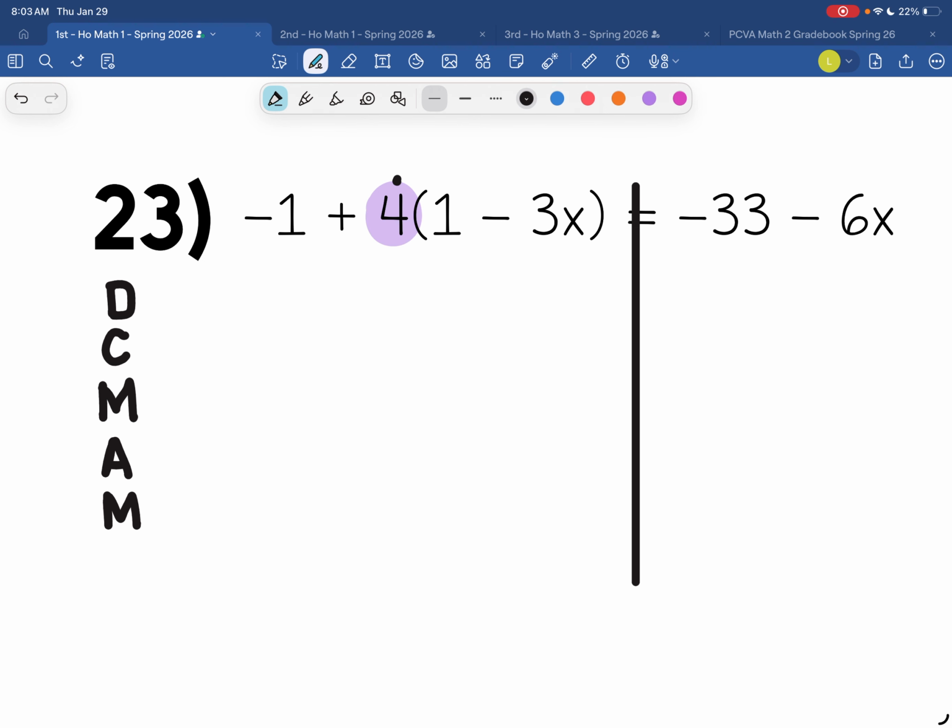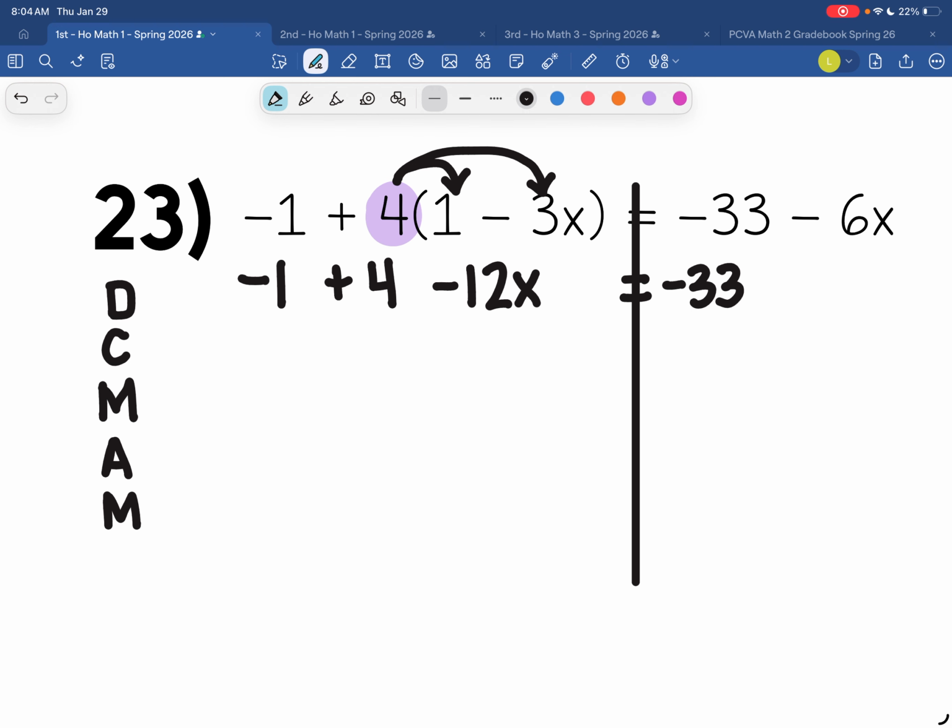So we are going to distribute that 4 to the 1 and the 4 to the -3x. So we're going to bring down the -1, and then 4 times 1 is going to be 4. 4 times -3x is going to be -12x. And then on the right-hand side, we do not have any like terms to combine, so we are going to just bring that down. So do not forget that you have to distribute first. You can't just combine numbers together or add them together because they're side by side like that.